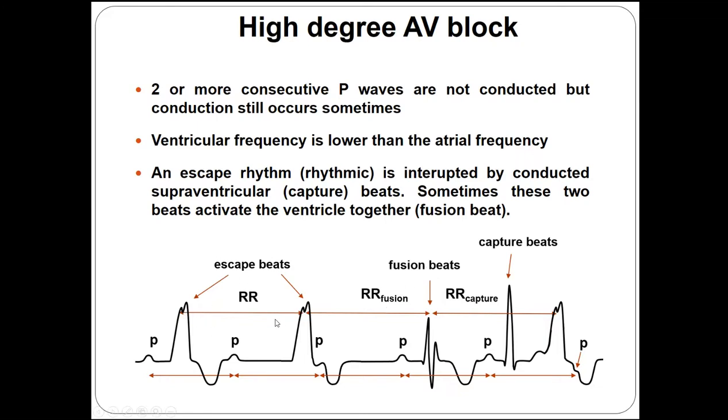So we have 3 types of QRS morphology: the ventricular escape, the fusion, and the supraventricular capture beat. Okay, this is what we have.